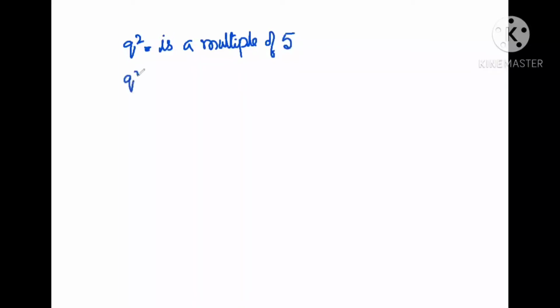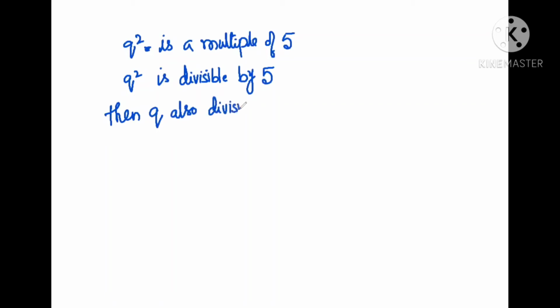Then q square is divisible by 5. Then q also divisible by 5. If the square of a number is divisible by a particular number, its square root is also divisible by 5. So let us give number 4 to this equation.